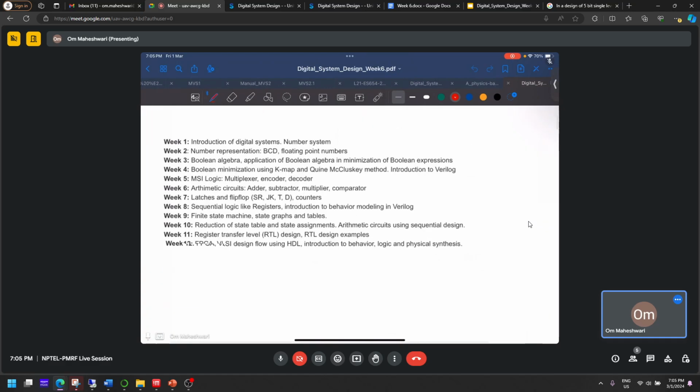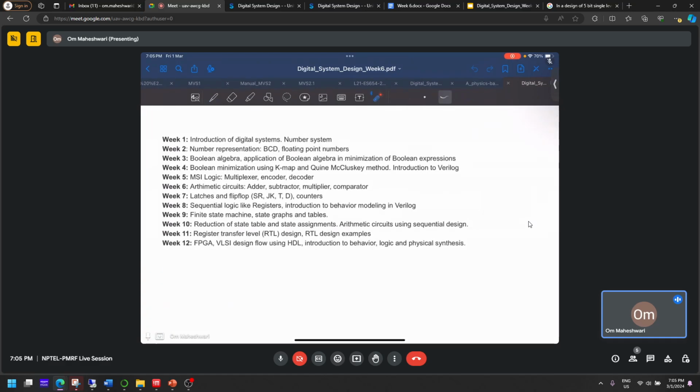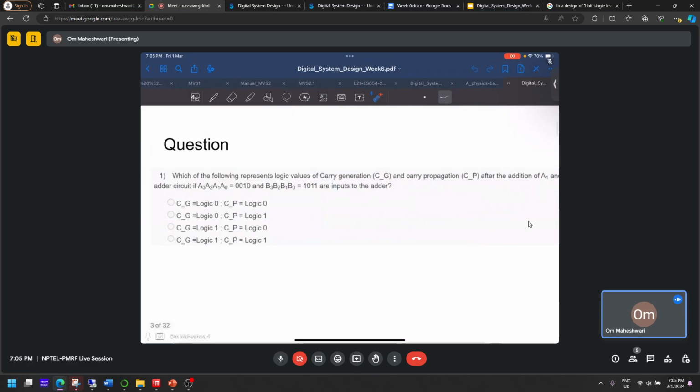So in this week we will be covering the arithmetic circuits, mainly adders, and a bit of an overview of multipliers using adders. So let us start with the first question.